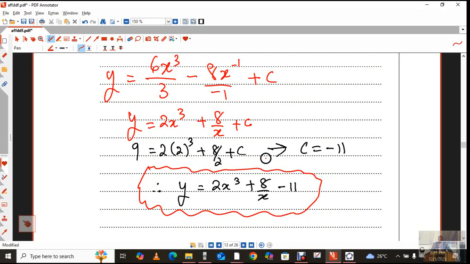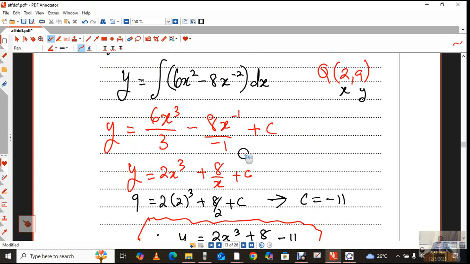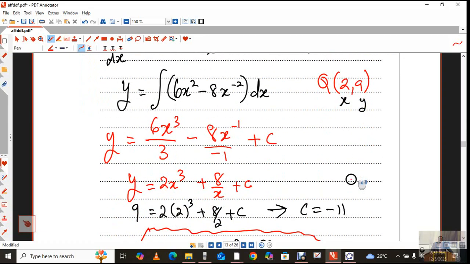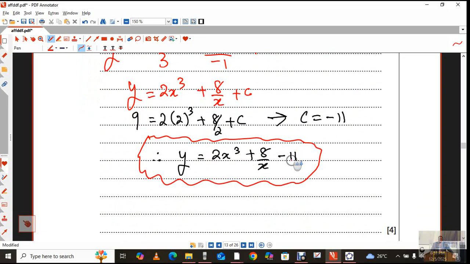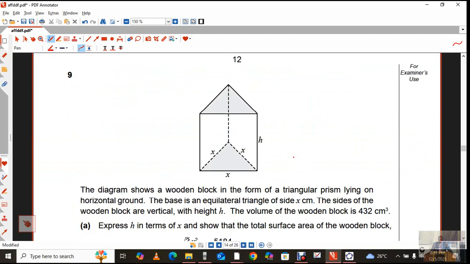So when you are given the derivative, you find the antiderivative by integrating in order to find the equation of the curve. And then you need the point in order to find the constant of integration. Okay, that brings me to question 9.